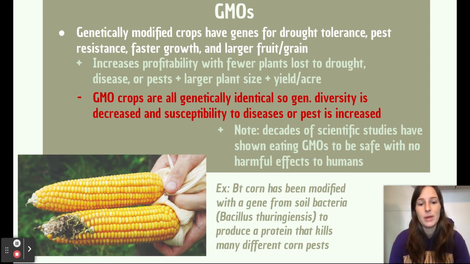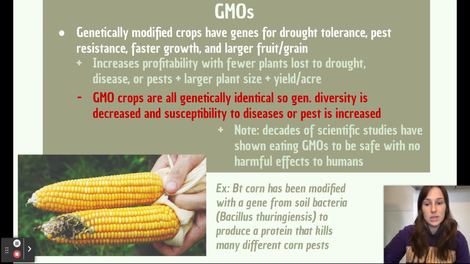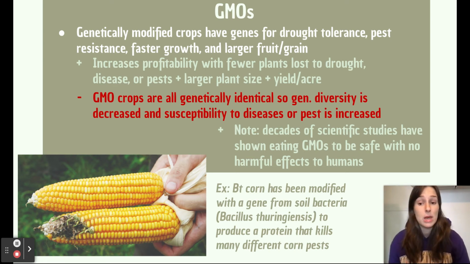It has been modified with a gene from soil bacteria to produce a protein that kills many different corn pests. So the one on the top here is going to be BT corn. The one on the bottom is going to be non-BT corn, and it has succumbed to a pest. And so that's going to be an example of just a really commonly used genetically modified crop that we have here in the United States.